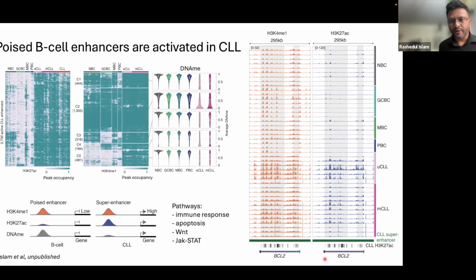So based on the data, we have proposed that enhancers that are poised or inactive during B cell development acquire acetylation modification and hypomethylation in CLL to become active. And through activation, it triggers the expression of certain genes that are well annotated in CLL to be oncogenic. That involves pathways such as immune response, apoptosis, WNT, and JAK-STAT signaling pathways.